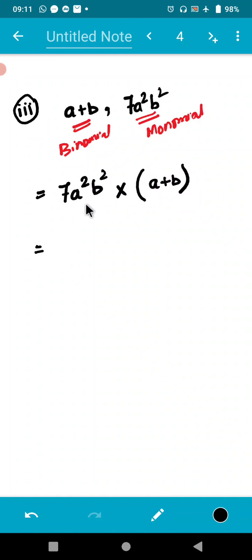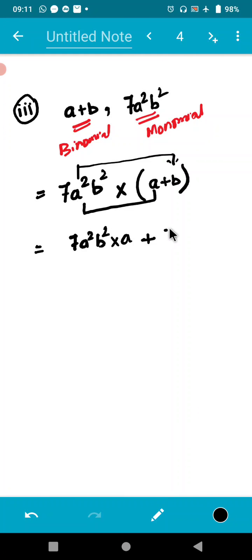Now in the next step, we'll multiply 7A square B square with A, that is 7A square B square into A. Then what sign we have with 7A square B square? No sign, that means plus. So plus into plus will give you plus, and then we'll multiply this 7A square B square with B as well. Now let's multiply it.